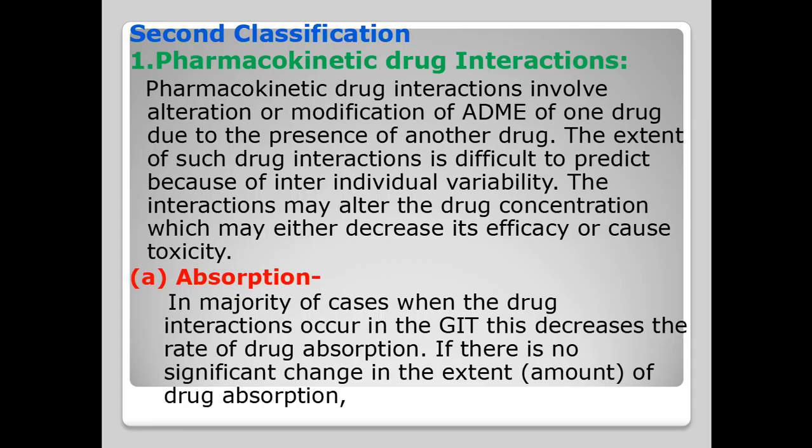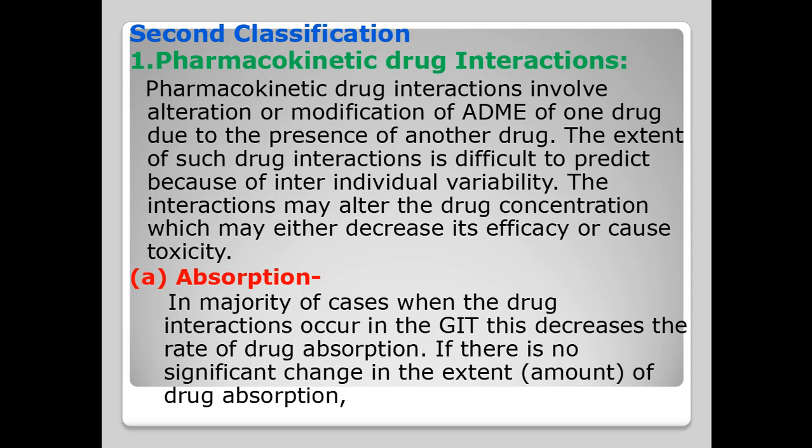Then coming to the second classification, we can subdivide drug interactions into two types: pharmacokinetic drug interactions and pharmacodynamic drug interactions. But since the B.Pharm 4th year 7th semester pharmacy practice subject covers only pharmacokinetic drug interactions, I will be explaining in detail only about pharmacokinetic drug interactions.